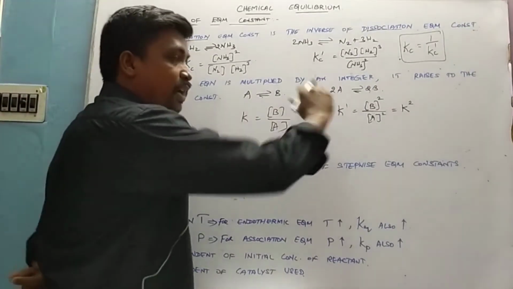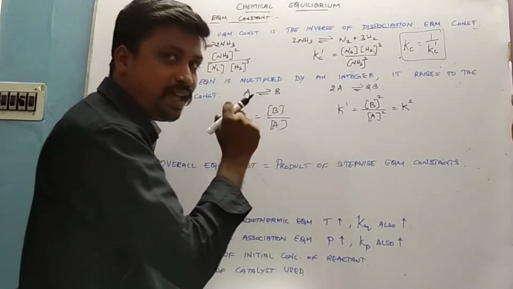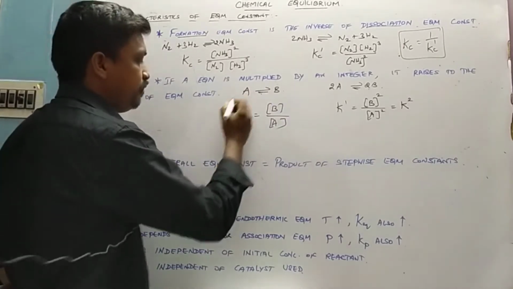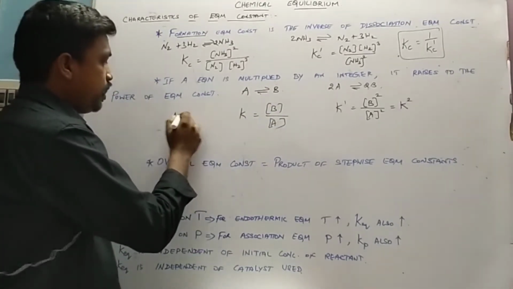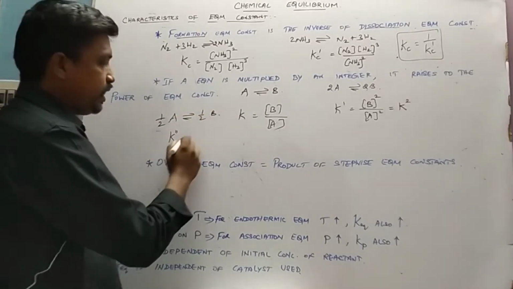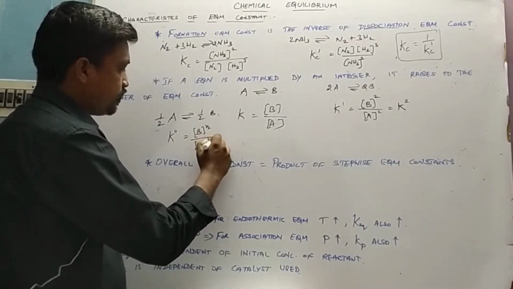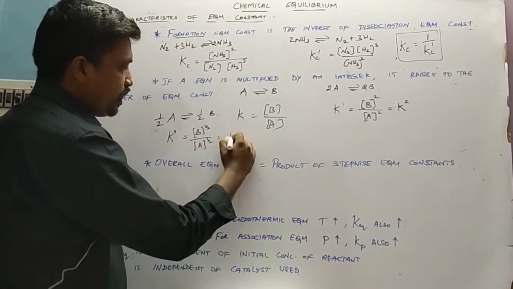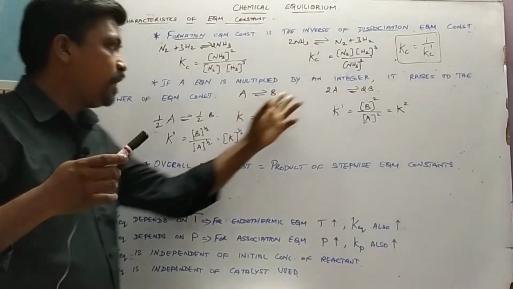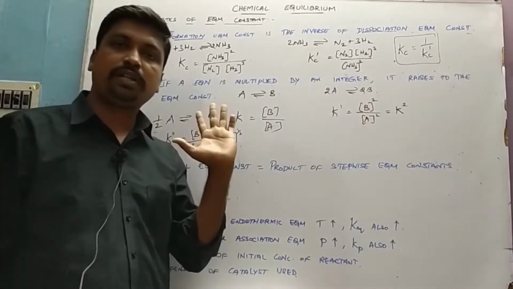Suppose I am multiplying this equation by 1 by 2, that means I am dividing by 2. So if I am multiplying by 1 by 2, what will be the value? Half A in equilibrium with half B. Let it be K double dash: B to the power 1 by 2 by A to the power 1 by 2. Comparing these two, we can write K to the power 1 by 2. Whether we multiply by 2 or by 1 by 2, it doesn't matter. We have to raise the equilibrium constant to that power.